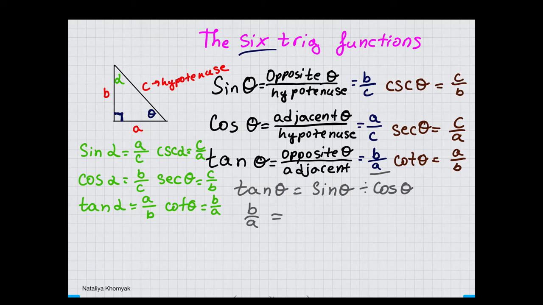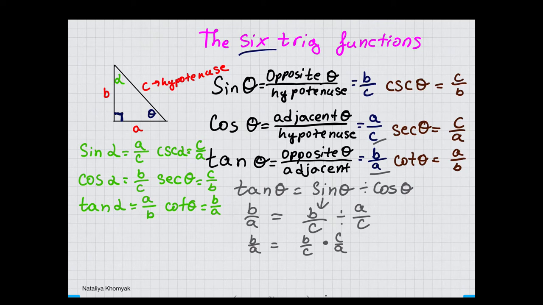It should be equal to sine of theta. Sine of theta is b divided by c. And we need to divide it by cosine of theta, which is a divided by c. How do we divide fractions? Left side will stay the same, so we have b out of a equals to, let's keep the first fraction, b out of c, change division into multiplying, flip the second fraction, c out of a.